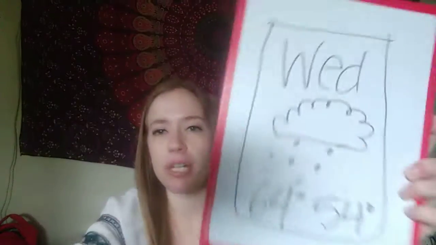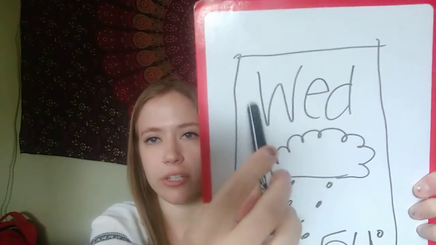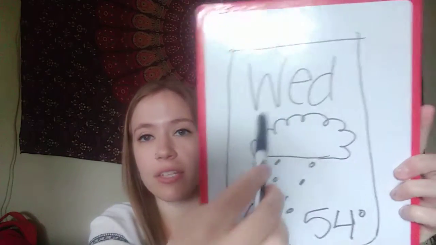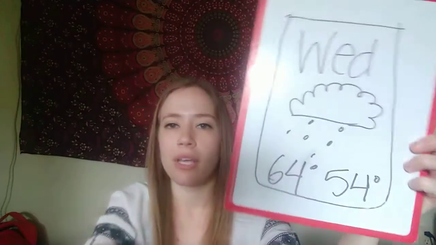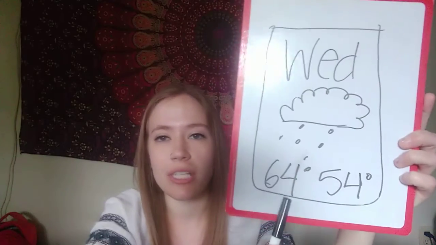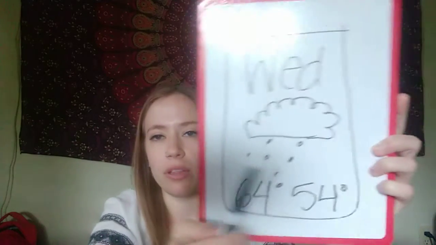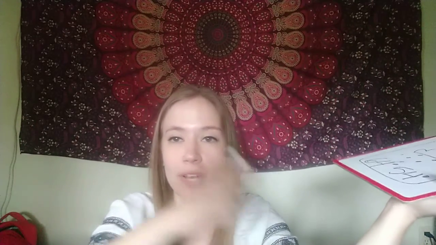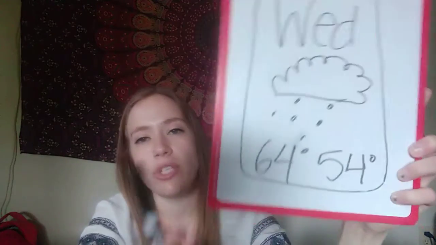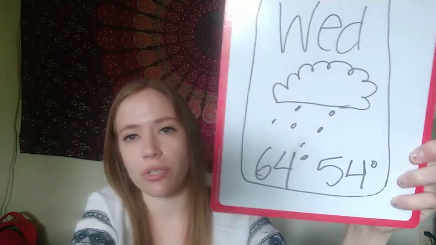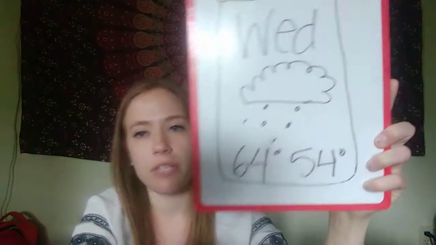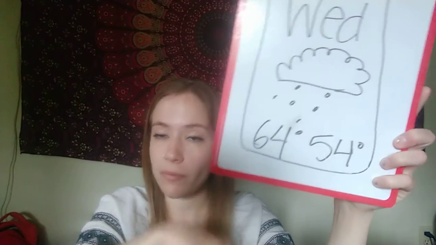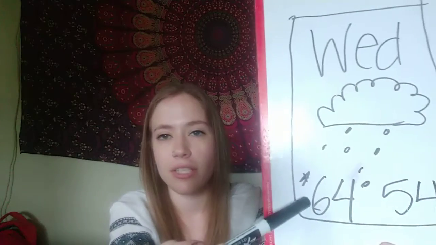Okay, so if we have our blue box around Wednesday, the type of weather we're going to have today, and then one of these is going to be our highest expected temperature, and the other is going to be our lowest expected temperature. So that's right, my question for you is, which one of these will be our highest expected temperature today? 64 degrees or 54 degrees? So, if you said 64 degrees, you are correct.